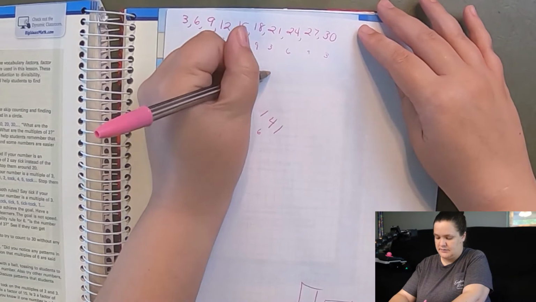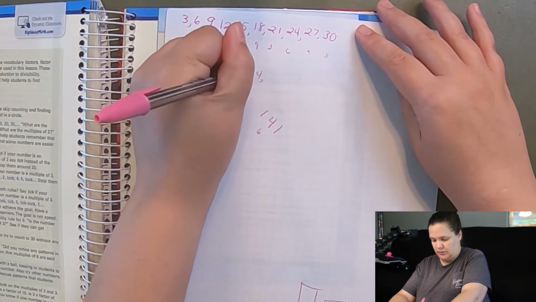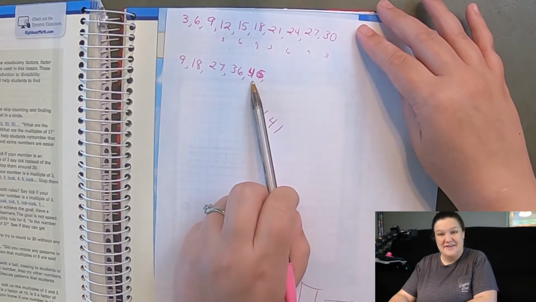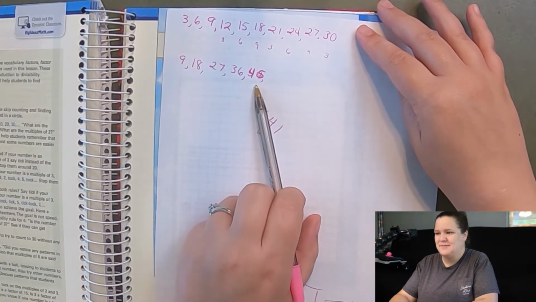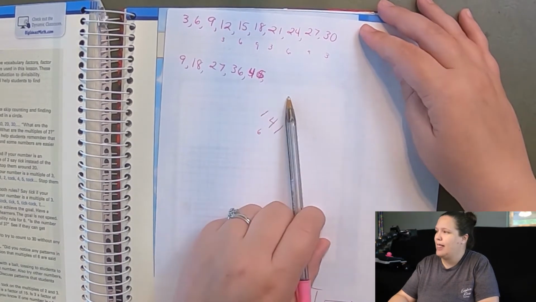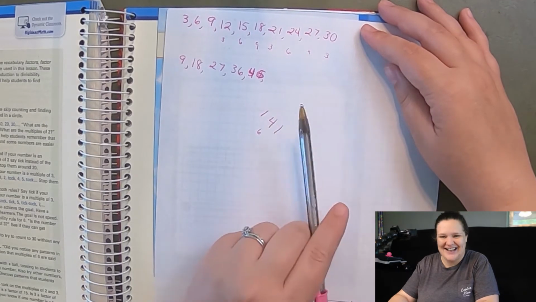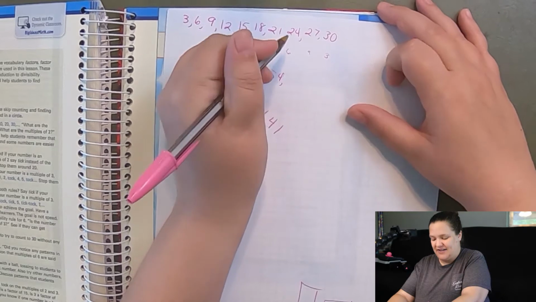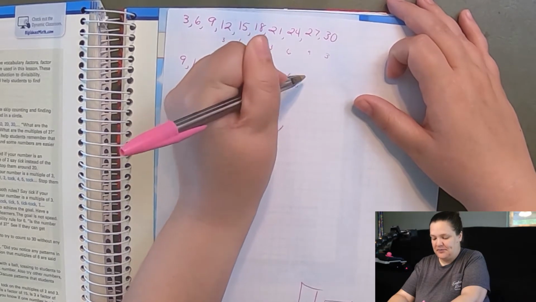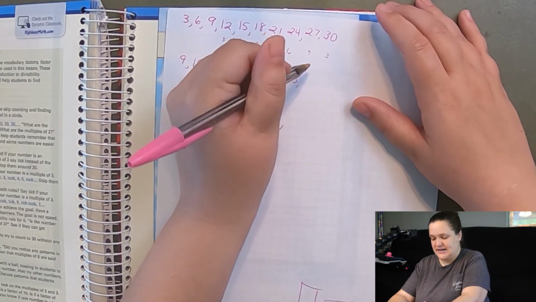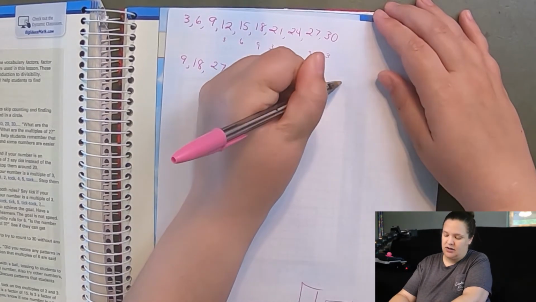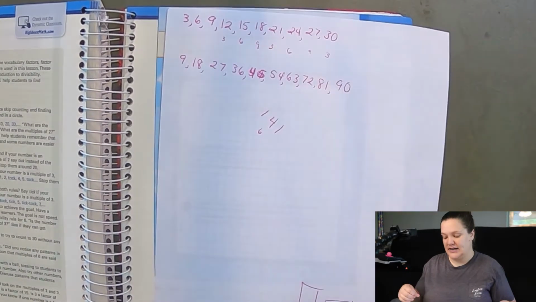5 times 9, whoops, got ahead of myself. 5 times 9 is 45. 6 times 9 is 54. 7 times 9 is 63. 8 times 9 is 72. 9 times 9 is 81. And 10 times 9 is 90.